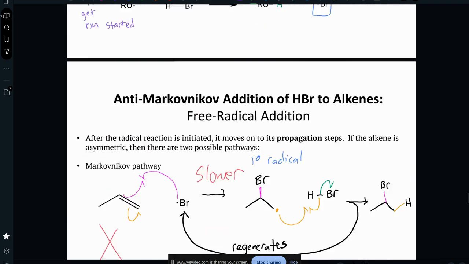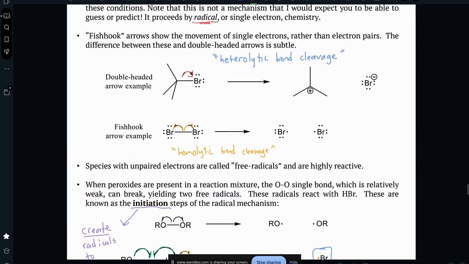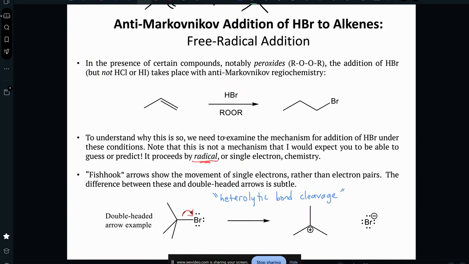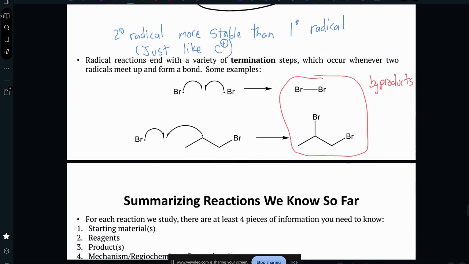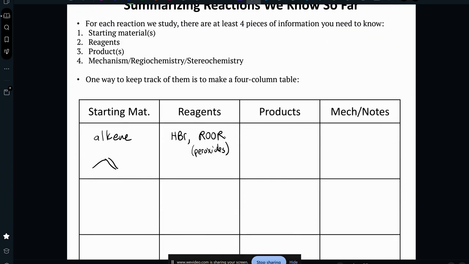Now, how would I categorize this product? So this product that was made, again, I started with an alkene. I ended with, well, this is what we would call an alkyl halide. So I would fill in as my product alkyl halide. And then I would draw that specific product for the starting material that I drew.